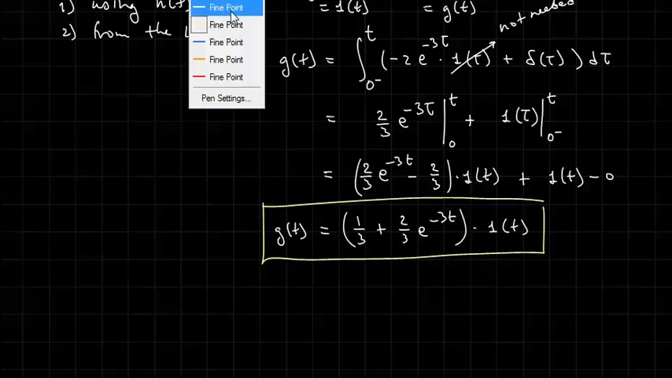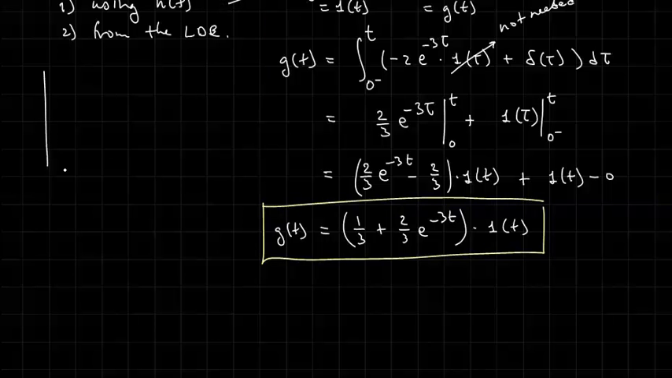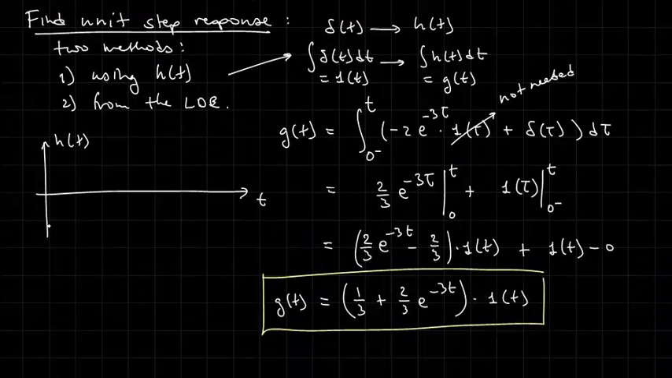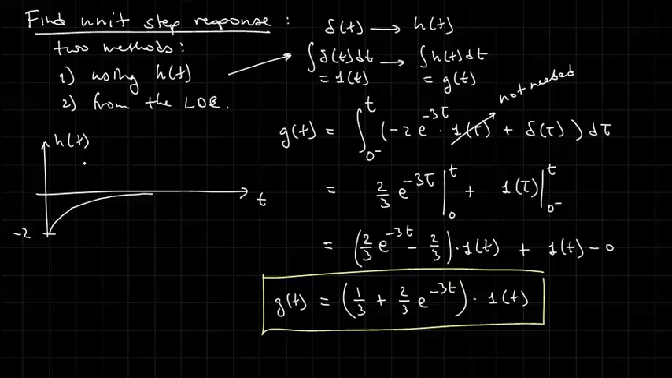Now let's plot that. Actually, let's go back and plot h of t. H of t was this decaying exponential, which starts at minus 2 right here, and then there was an impulse. Maybe I should have done it in yellow. Okay, that's h of t.